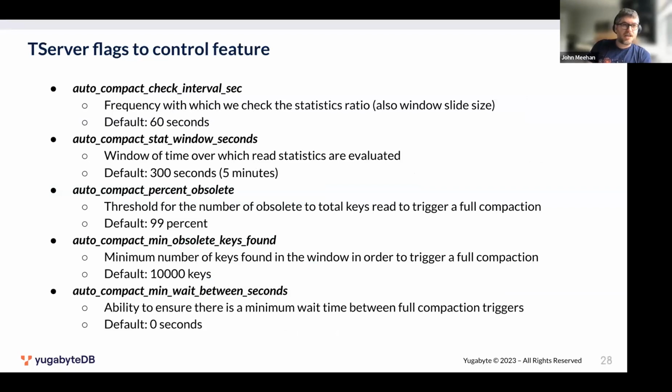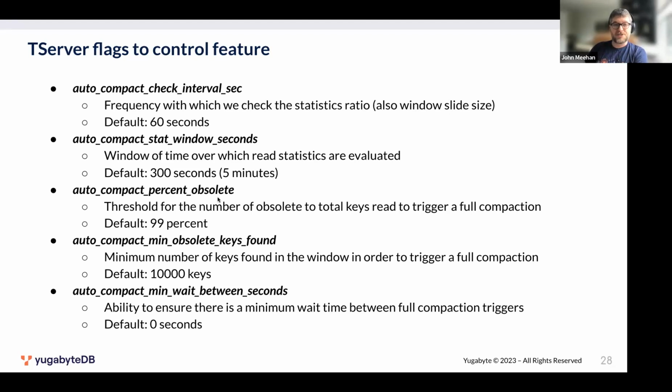So here are the TServer flags that we use to control the feature. I'm going to spend a minute on this slide just to explain what the knobs we have are. The interval, i.e. the period of time in which the window slides, is controlled by this check interval seconds flag. This is the frequency with which we check the ratio. The default is 1 minute. We can also control the size of the window. As I said, the default for that is a 5-minute window.